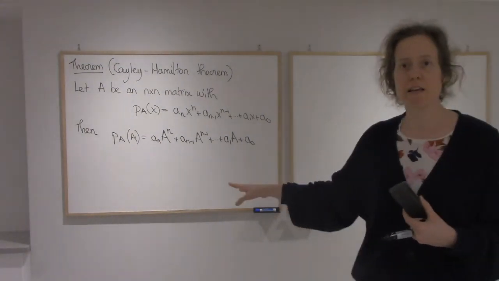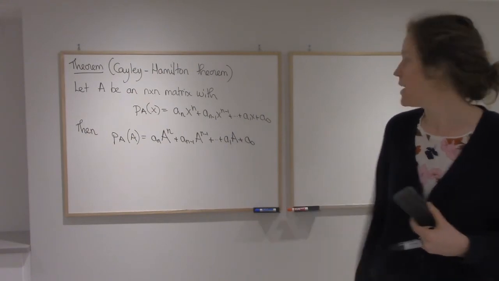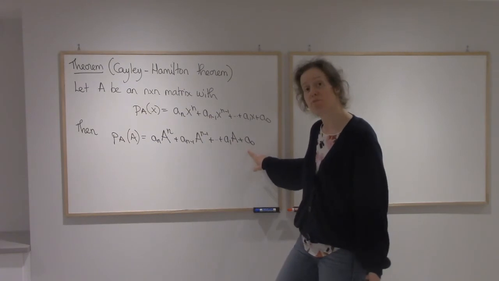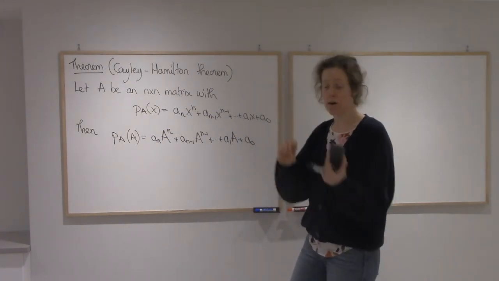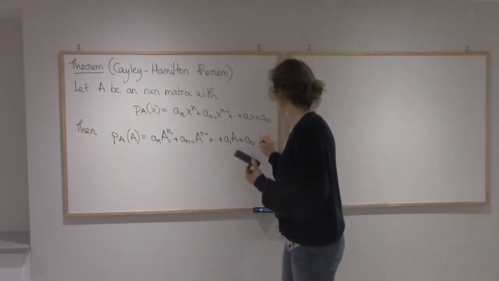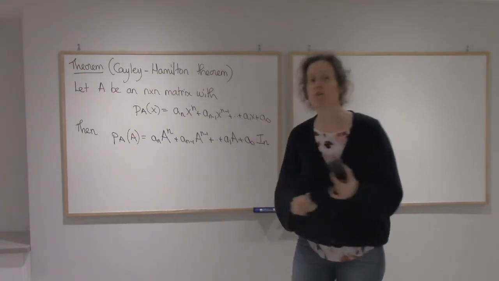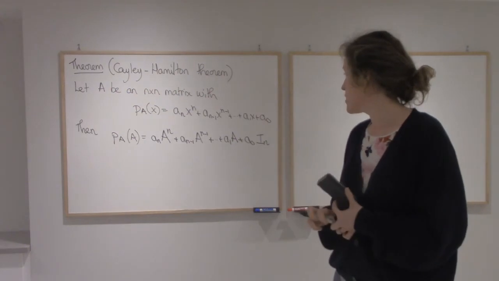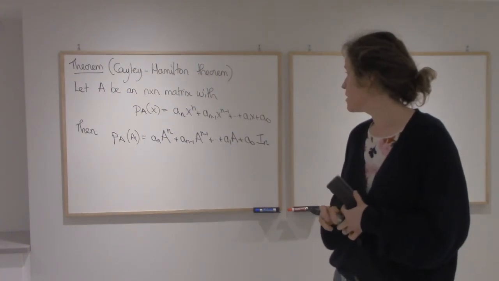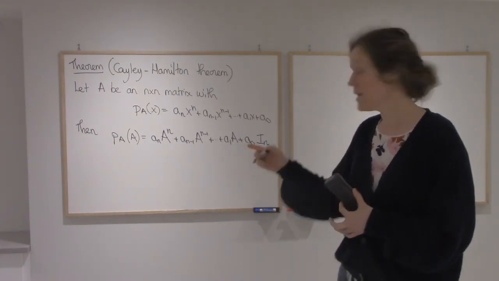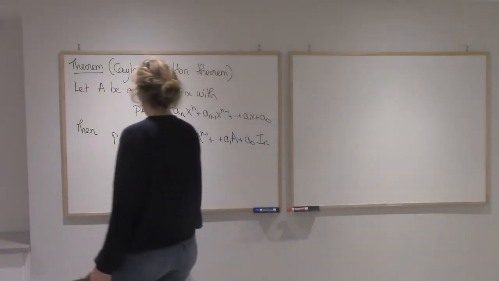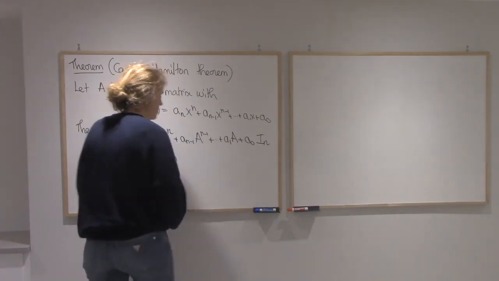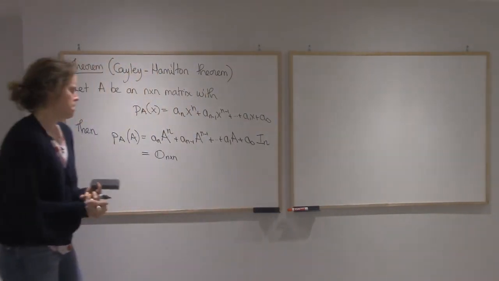If I leave it like that, it doesn't make sense, because every term is a matrix except for the final one, which is just a real number. To make sure everything is a matrix, I'm going to multiply the final one by the identity matrix of the right size. And so that gives you the zero matrix.